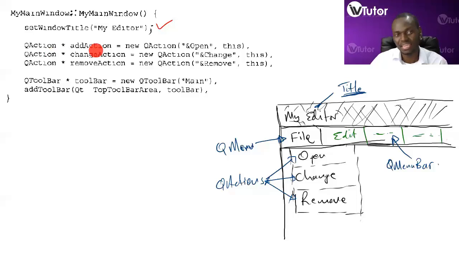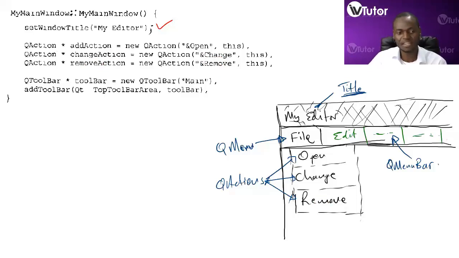And then we make another action, and we store it in a variable called change action, and it's going to say change, which is this one. And we make another action called remove action, and the text is remove. So the actual pointer is called remove action, but the text it shows is remove. That is what you put in quotes here.